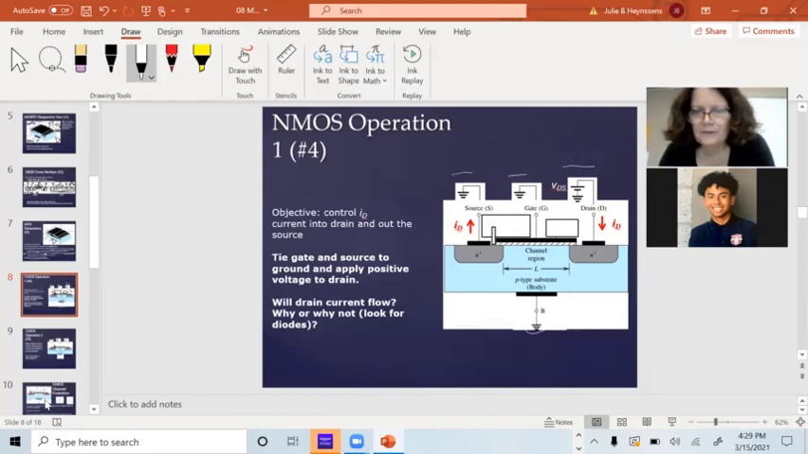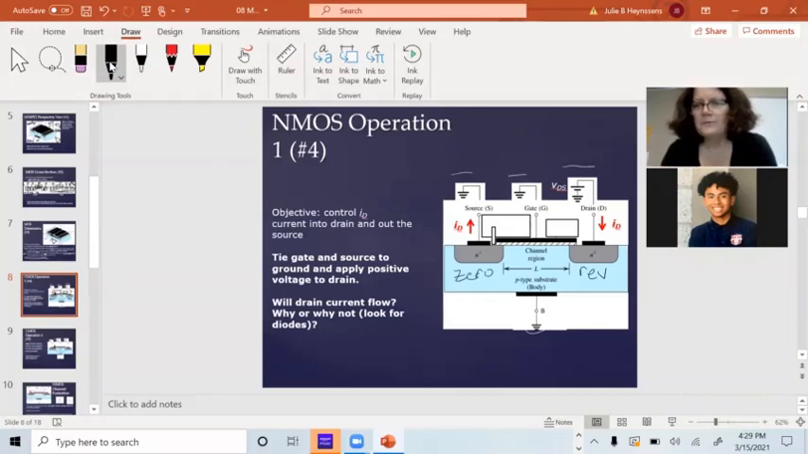I have a positive voltage at the drain. That's the N side. I have a less positive voltage on the body. So this is reverse biased. Nothing's going to happen here. I've got 0 voltage across this one. So this is 0 biased. No current there. No current there.